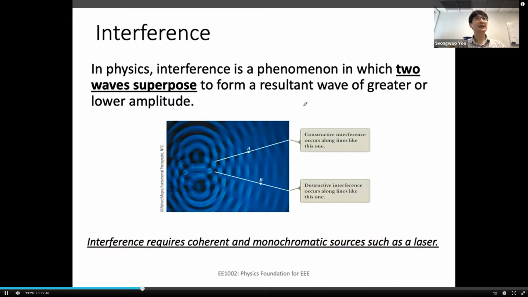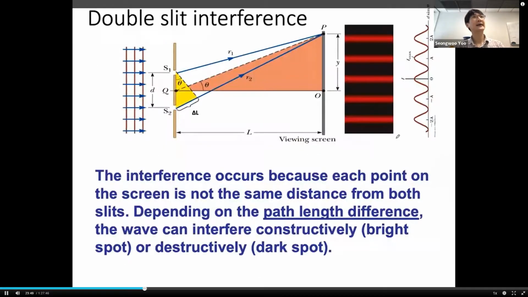Now let me move on to the next topic. So we now have some understanding about the wave properties, and I already explained to you that those two waves can interfere if they are coherent. In other words, their wavelengths are fixed. So two waves can interfere destructively or constructively, and our very first example of this interference is double slit interference. Okay. I will briefly talk about this double slit interference because this is the very first time I introduce it.